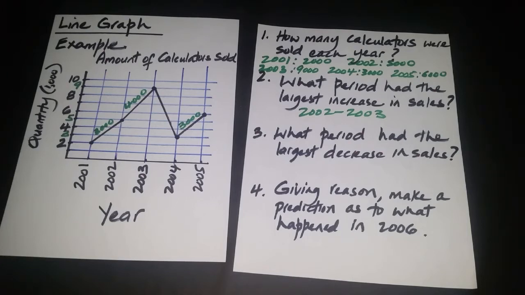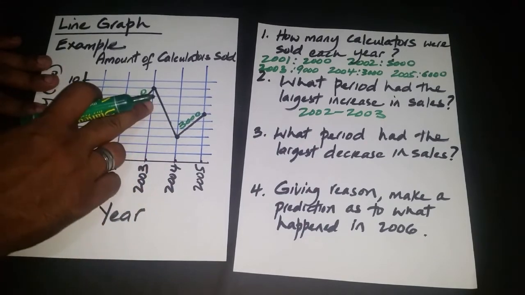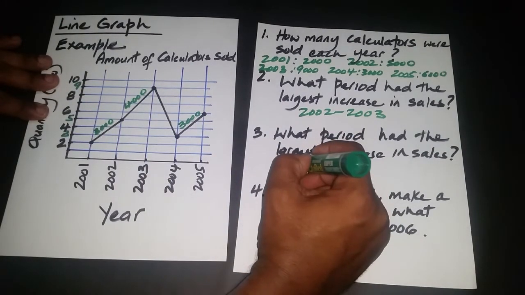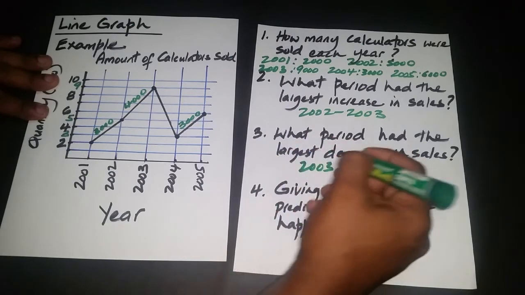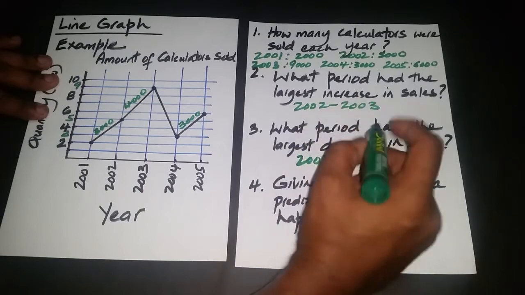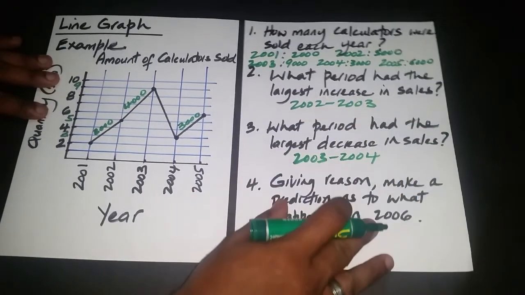Well, there's only one period that indicated a decrease, because you have 1, 2, 3, 4 lines, line segments, so to speak. So the only decrease occurred between 2003 and 2004, which is here. So that would be one instance of decrease. Obviously, that would be the answer for that question, 2003 to 2004.